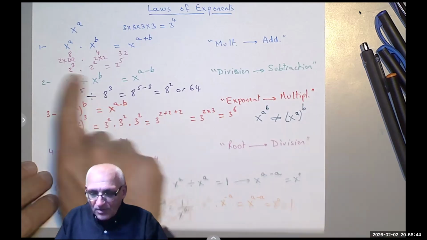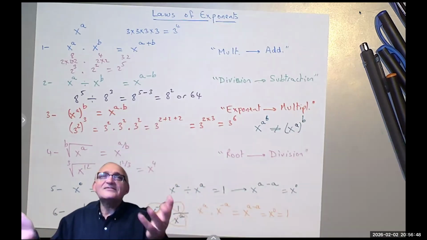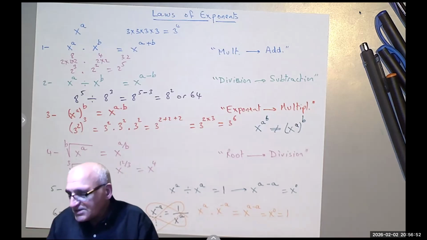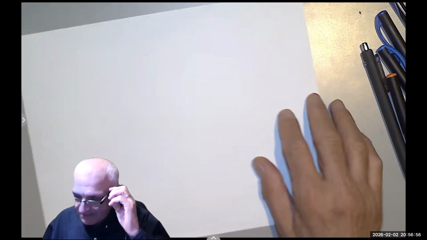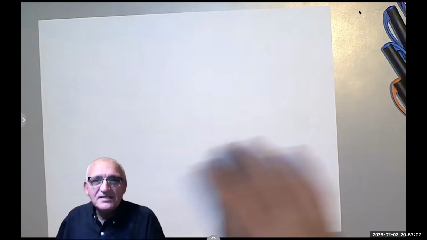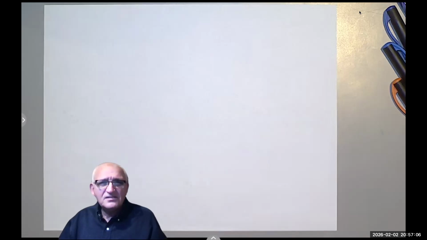Of course, these problems are trivial, right? When I say 2 cubed times 2 squared, 3 plus 2 is 5, so it's 2 to the 5th. But sometimes you get that as an equation, and not with the same base. You say, what? If it's not the same base, I cannot do anything, right? Yes and no.